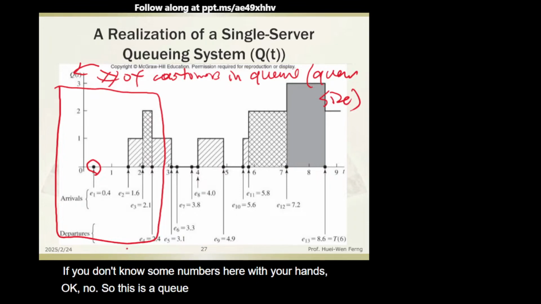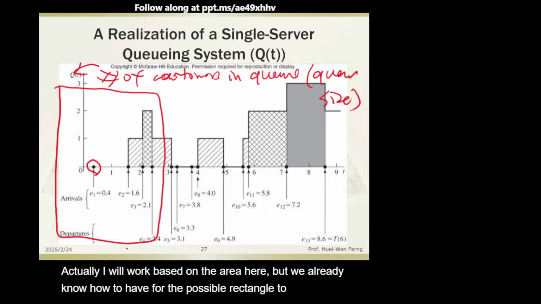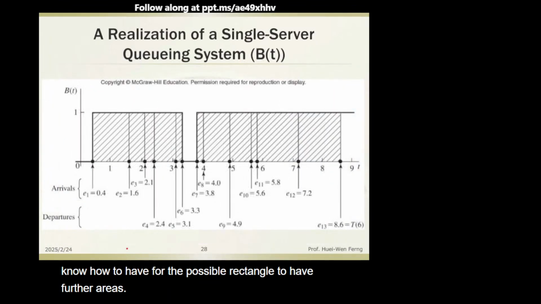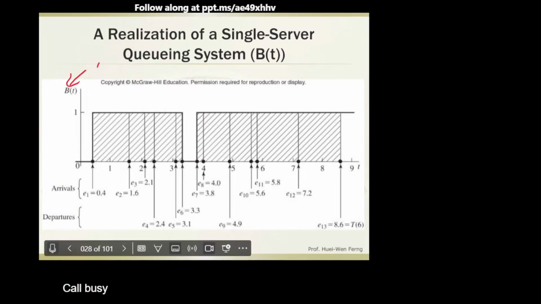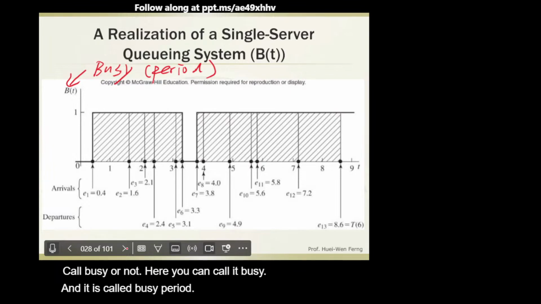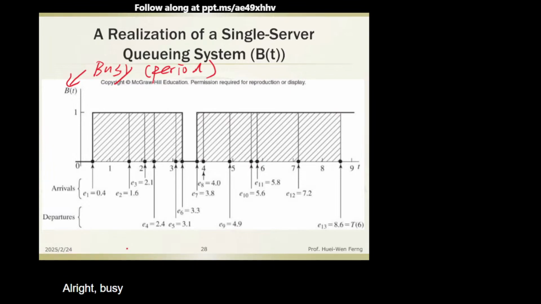To measure the queue size, actually, we will base it on the area here, but we already know how to get the possible rectangles to have the areas. And for that one, actually, we have the area, but we just have a different statistic called busy or not. Here, you can call it busy. And it is called the busy period. All right, busy period. So the first arrival, yes, the first arrival keeps the server busy.